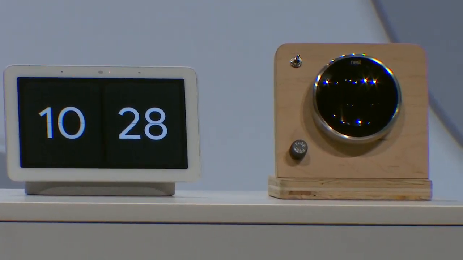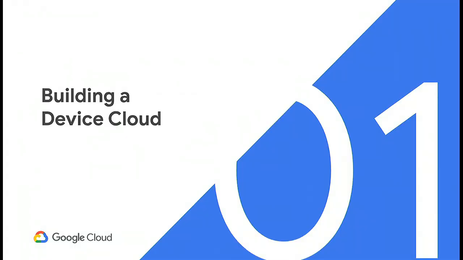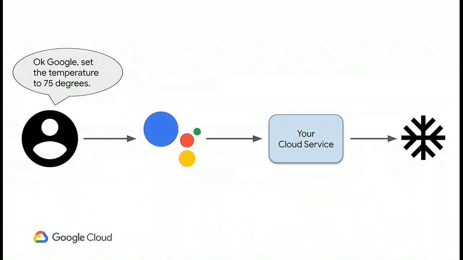So there's two things that I want to go over with you here today. And the first that we want to discuss is let's talk a little bit about how do we actually build a cloud service that communicates with devices. So quickly just kind of showing you a diagram, this is essentially what you just saw in the demo, right? The user can interact with an assistant-enabled device, and that assistant device will interact with your cloud service in order to communicate with that particular device.